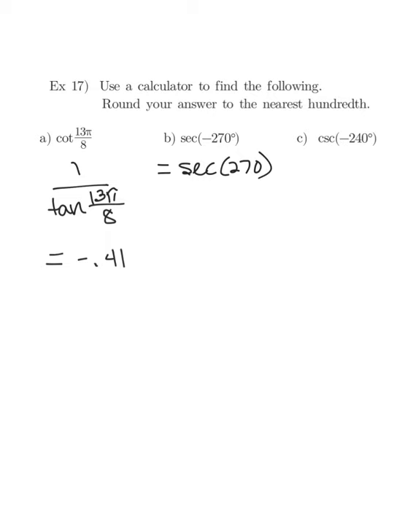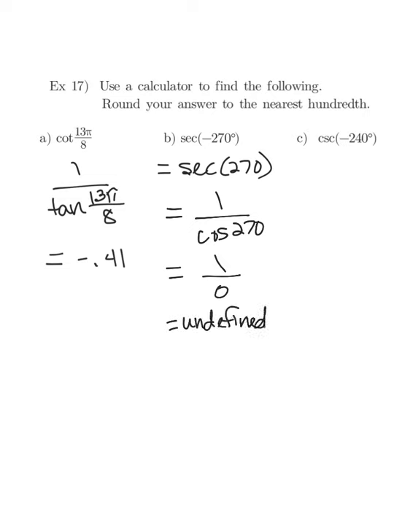Now we want to use the idea that we know that secant is the reciprocal of cosine. So calculator-wise, we would have to do 1 over the cosine of 270. But the cosine of 270 degrees is 0, so you would wind up with 1 over 0. Your calculator will probably say error. What you need to write for this answer when you have a 1 over 0 is undefined. Don't just put error. The formal phrase is undefined.